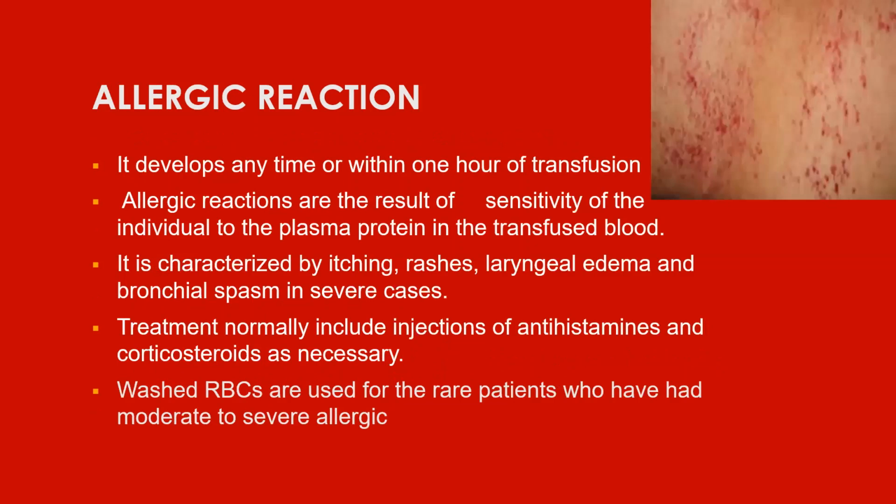Allergic reaction. It develops within 1 hour of transfusion, and allergic reactions are the result of sensitivity of individuals to the plasma protein in the transfused blood. It is characterized by itching, rashes, and bronchial spasm in severe cases. Treatment of allergic reaction is the injection of antihistamine and corticosteroid, and washed RBCs are used for the rare patients who have had moderate to severe allergy.